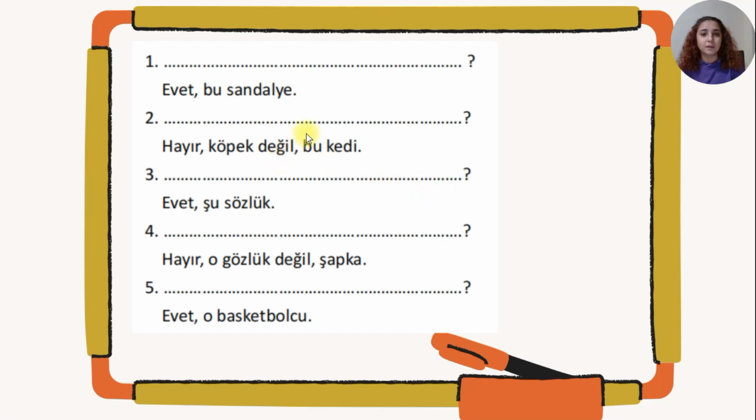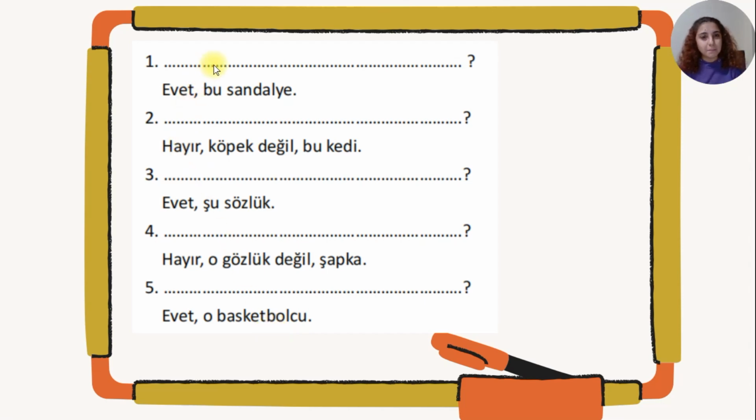And now again, yes, this is a chair. No, it is not a dog, it is a cat. Yes, this is a dictionary. No, it is not a glasses, it is a hat. Şapka. Evet, o basketbolcu. It is basketball player.